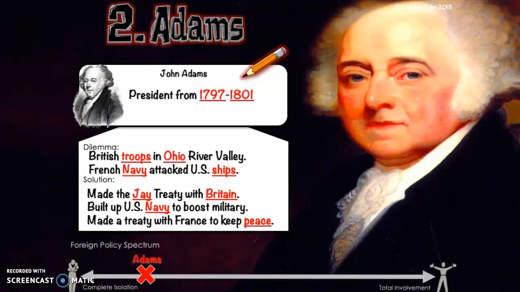So John Adams, who was president from 1797 to 1801, had the dilemma of having those British troops in the Ohio River Valley and the French Navy attacking U.S. ships who were just trying to bring trade to foreign countries. The solution to the issue in the Ohio River Valley was to negotiate a treaty, which is known as the Jay Treaty, with Britain. But also, in order to deal with the French attacks on our merchant ships, he went to Congress and asked them to build up our U.S. Navy, and then ultimately made a treaty with France to keep the peace.